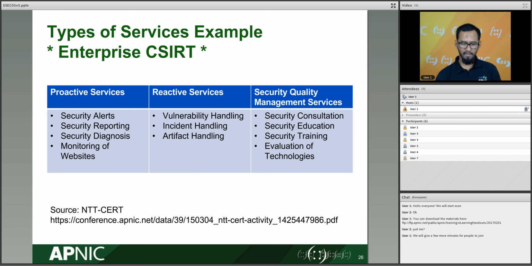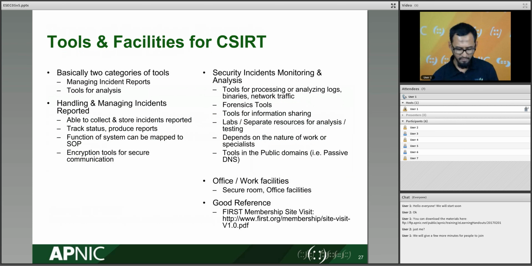This is an example of an enterprise CSIRT, entity CERT, which belongs to an organization in Japan, right? So they provide all of the services. Obviously, they are a well-resourced CSIRT. So they perform some proactive services, some reactive services, and what they call security quality management services: consulting, education, training, even evaluation of new technology. It's very interesting. All right, so I just have a few more minutes left, so I'm going to run down very quickly a few other topics.